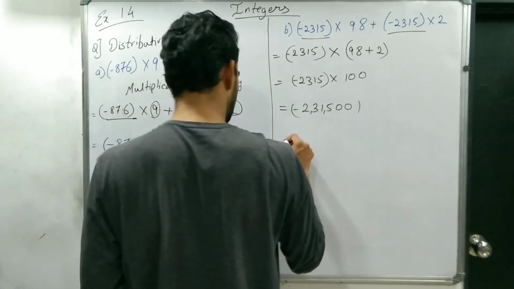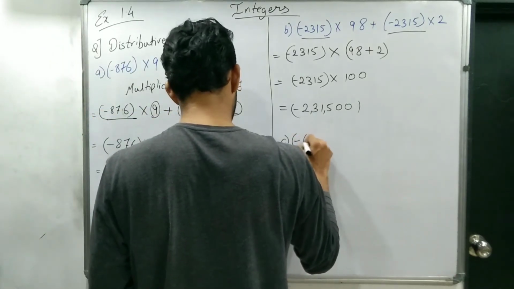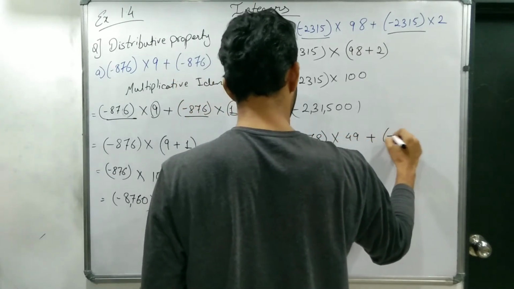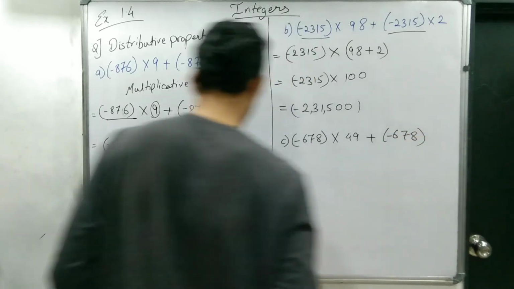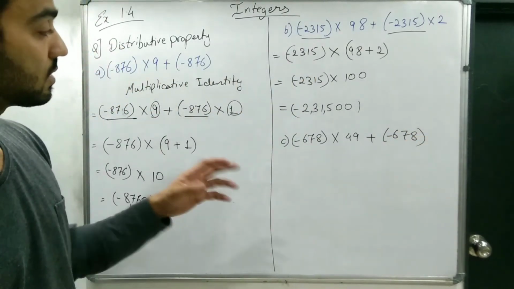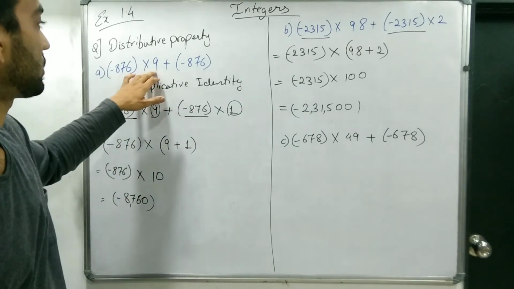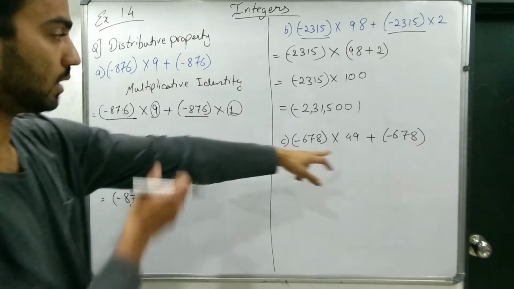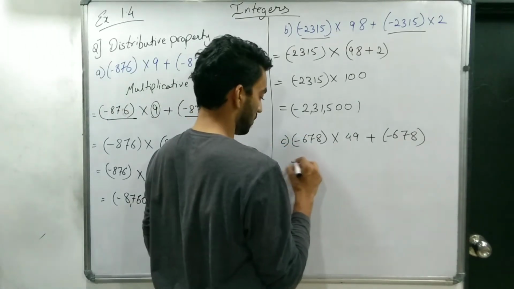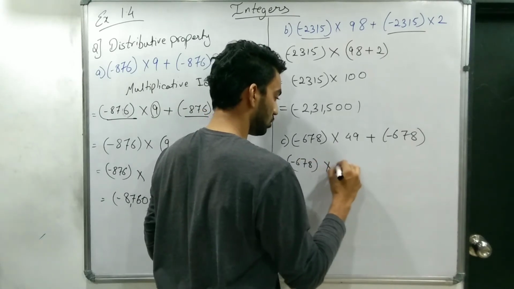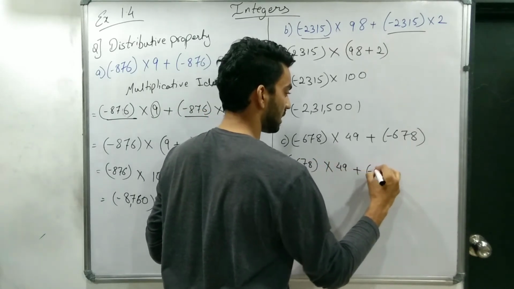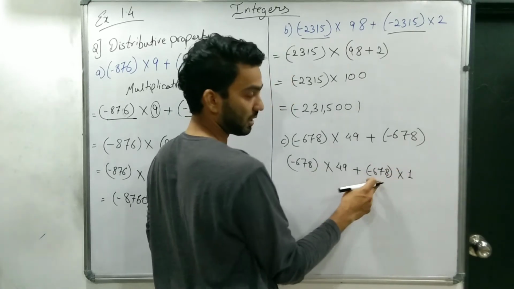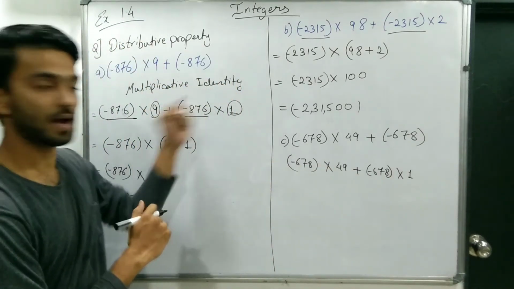Next, minus 678 into 49 plus minus 678. If you see, this is similar to this sum, minus 876 into 9 plus minus 876 into nothing is given, so we multiplied it by 1. Here we have the same thing. So minus 678 into 49 plus minus 678 into 1. 1 we have multiplied, means we have used the multiplicative identity here.